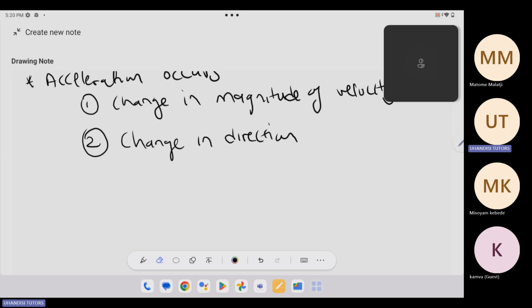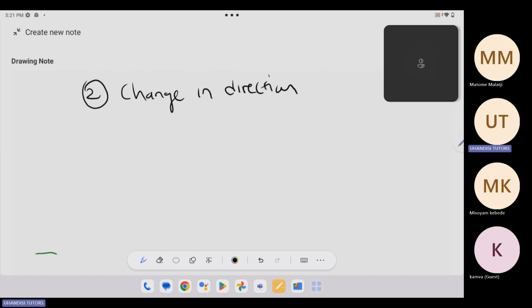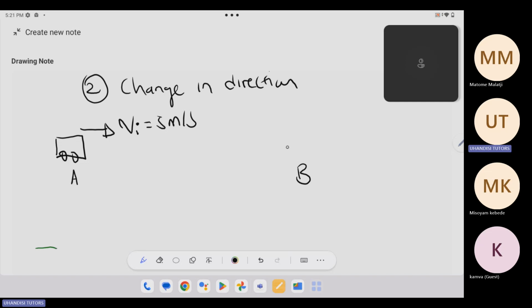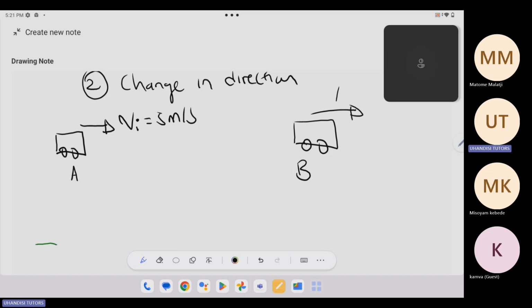Okay, so now let's analyze the statement that I just put down. What do I mean when I say that acceleration can occur by the change in the magnitude of the velocity vector? Now, let's say that you have a car that is initially going to the right with an initial velocity of 5 meters per second, right? And this is at point A. And then after some time t, you now have your car moving in the same direction, but now with a velocity of 10 meters per second, right?